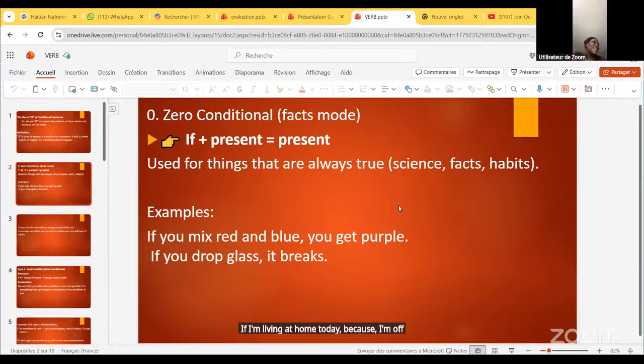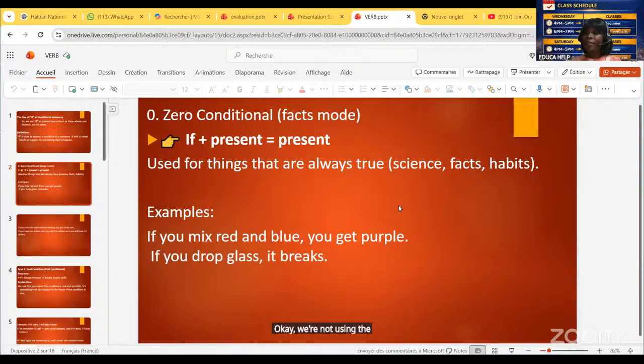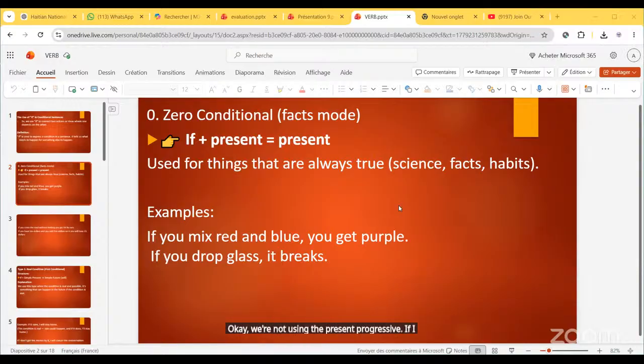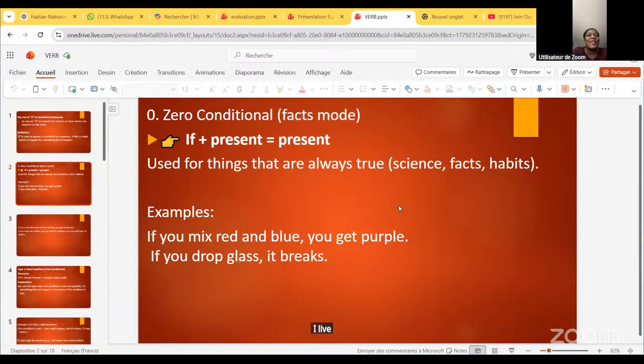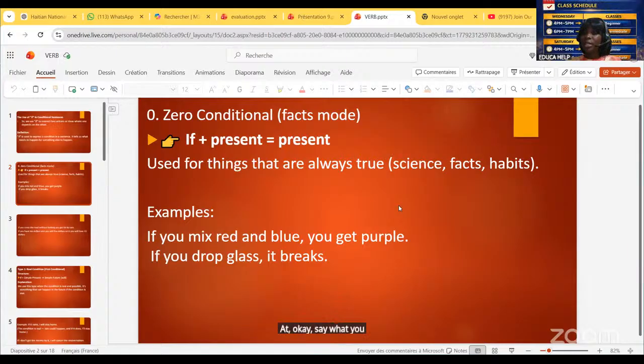Okay, not good. We're not using the present progressive. If I leave at home, this is good. Okay, say what you wanted to say in Creole, so I will understand better and can help you more.